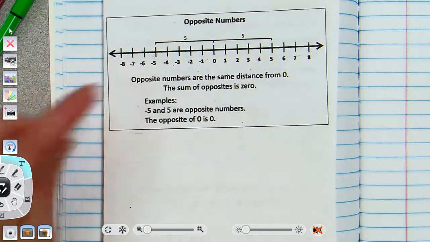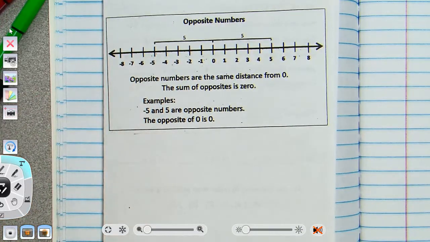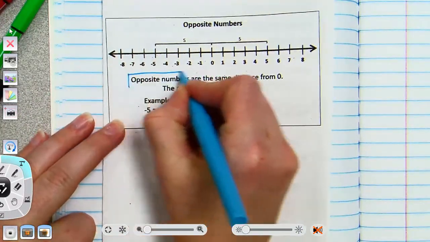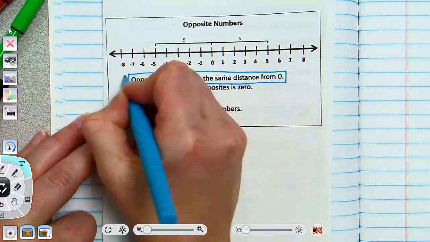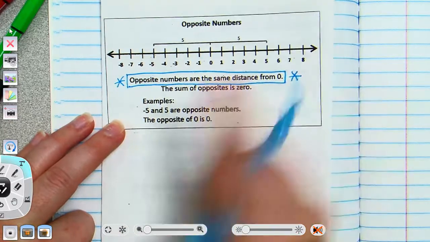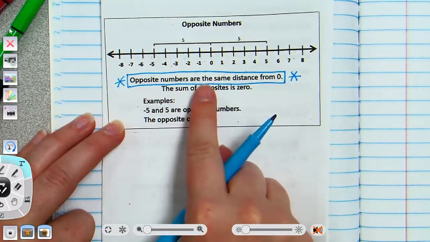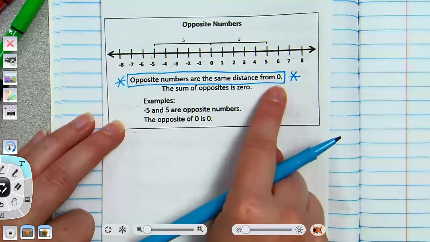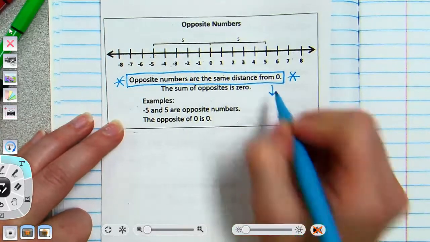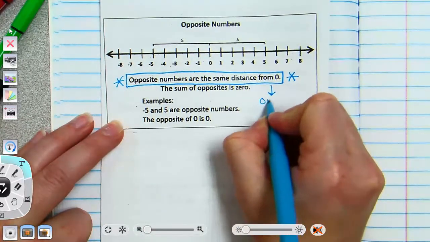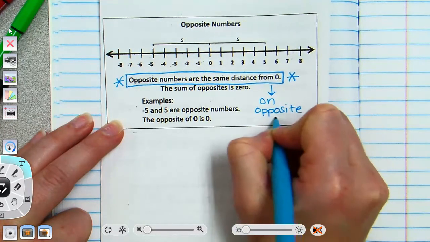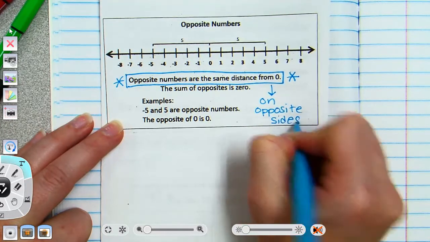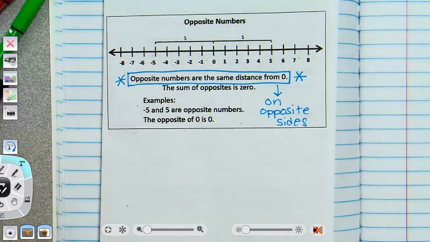So down here, I'm going to use my blue, and I'm going to put a box around this first sentence of our notes. And this is the most important, so I'm even going to put some stars here. It says, opposite numbers are the same distance from zero. I would like to add something over here. On opposite sides.